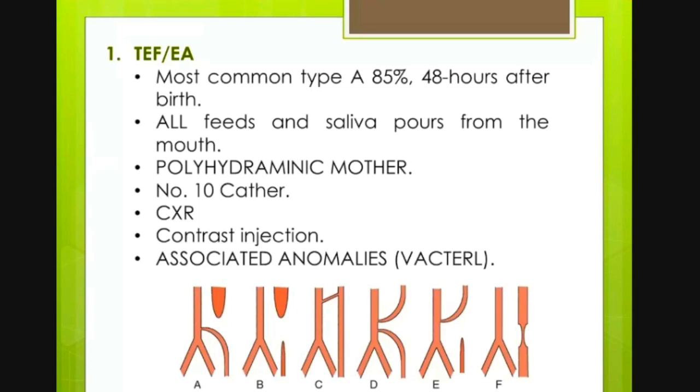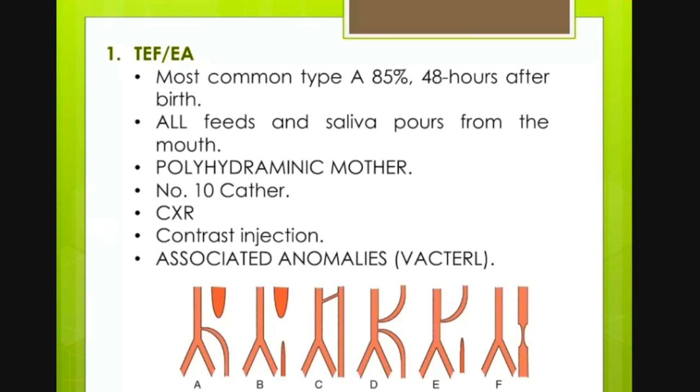To be completely sure that you have these anomalies, you put a nasogastric tube, a catheter of size 10 French, and you can inject a contrast material to confirm your diagnosis.